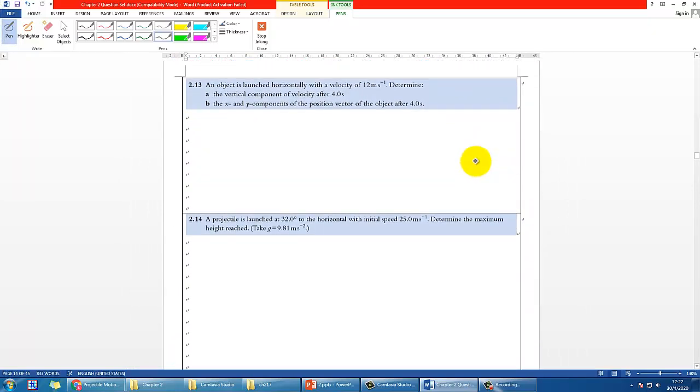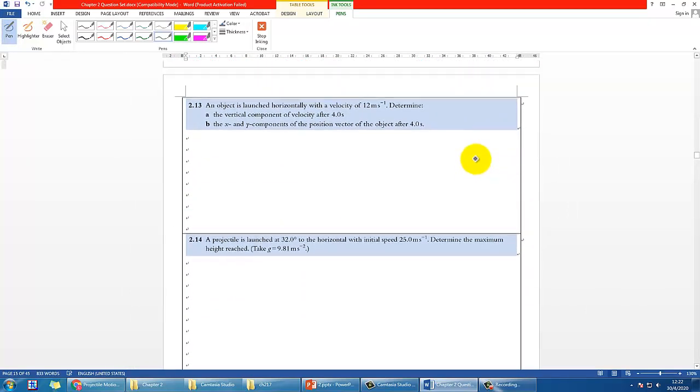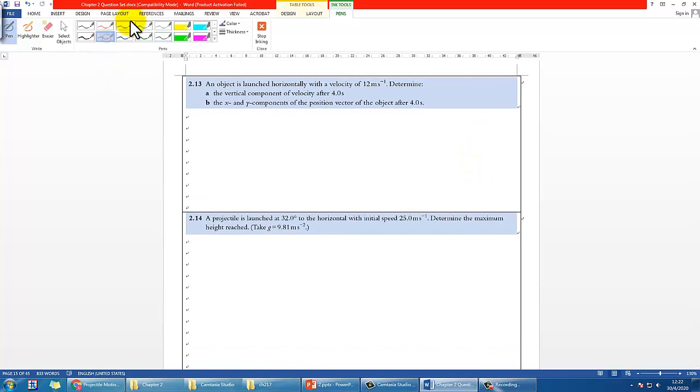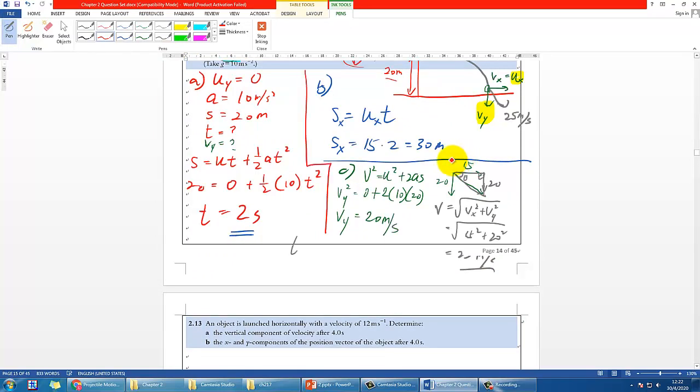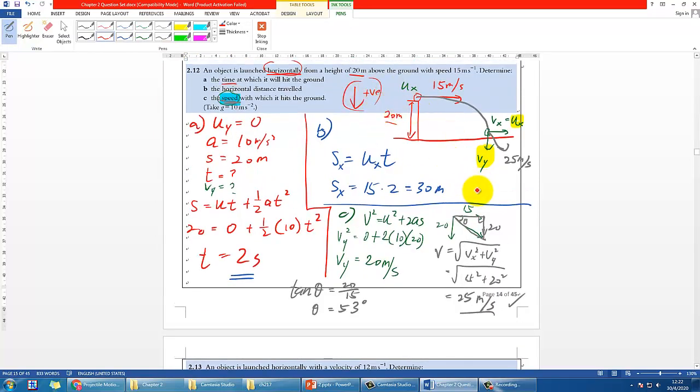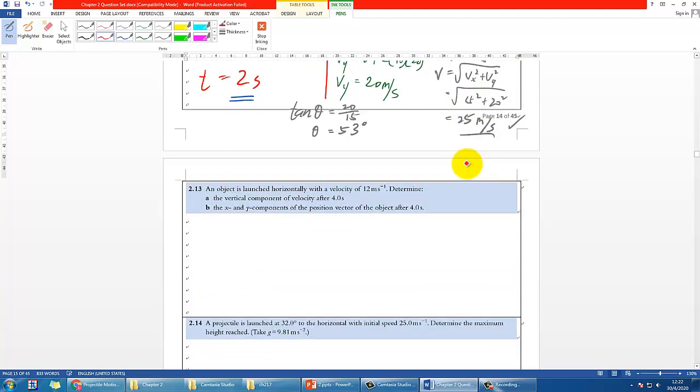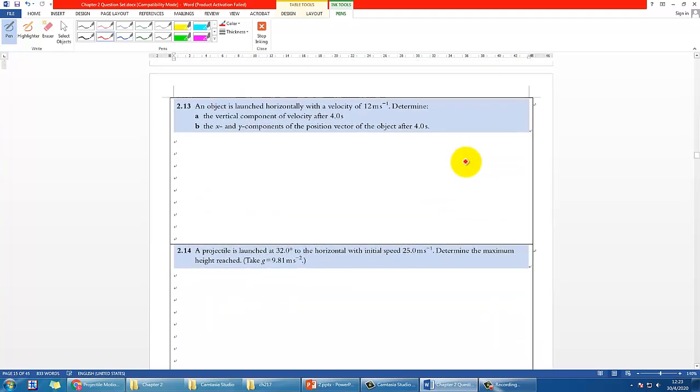Okay, if you're okay with all this, then you should be pretty familiar and comfortable with projectile motion, because the one that we just did is a very typical question of projectile motion, and if you can do it, you should be able to do the rest. Okay, so let's take a look at the next question.